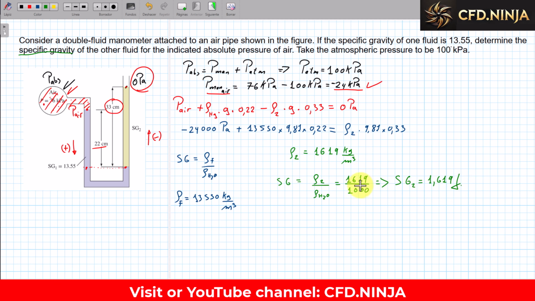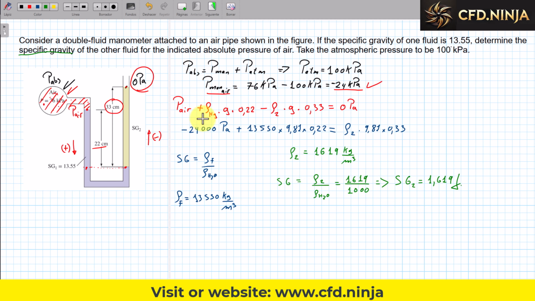Since here the units of the densities are eliminated, this would be the answer to the problem. It is a fairly simple problem. You had to take into account the data of the absolute pressure and the atmospheric pressure.